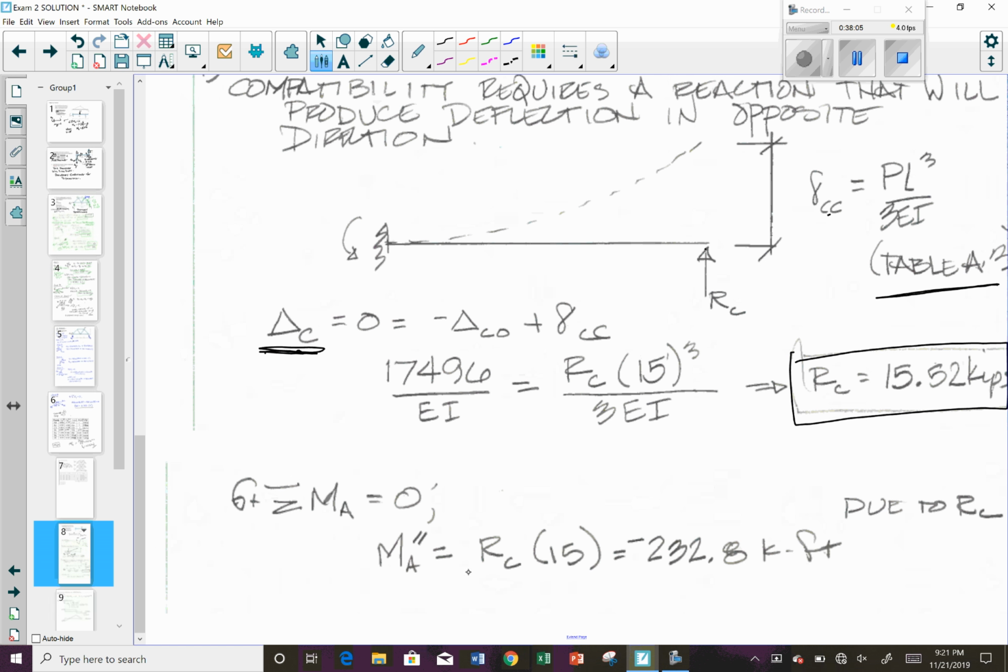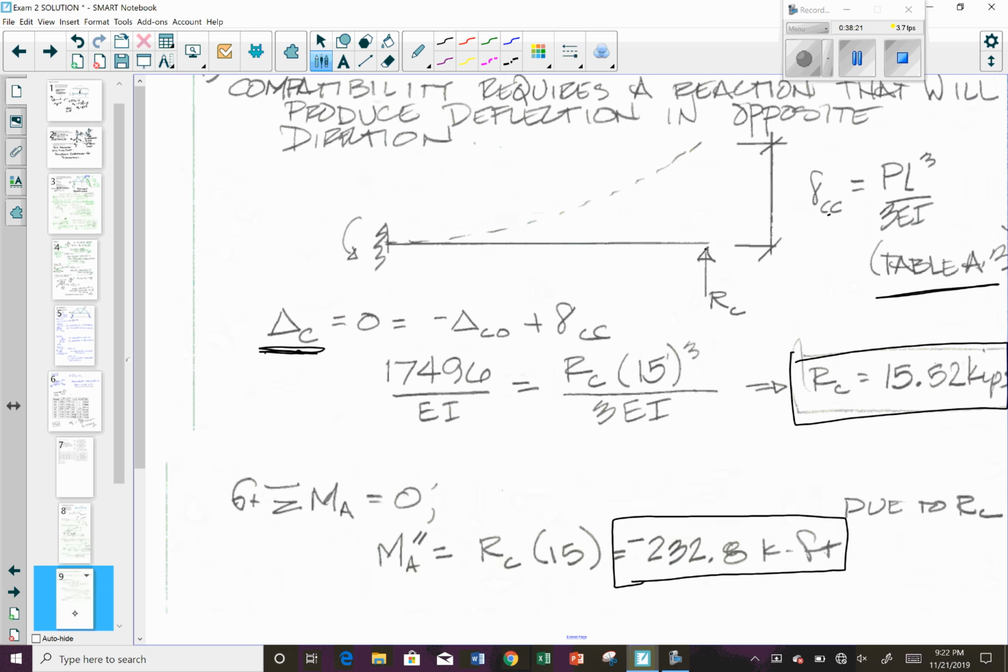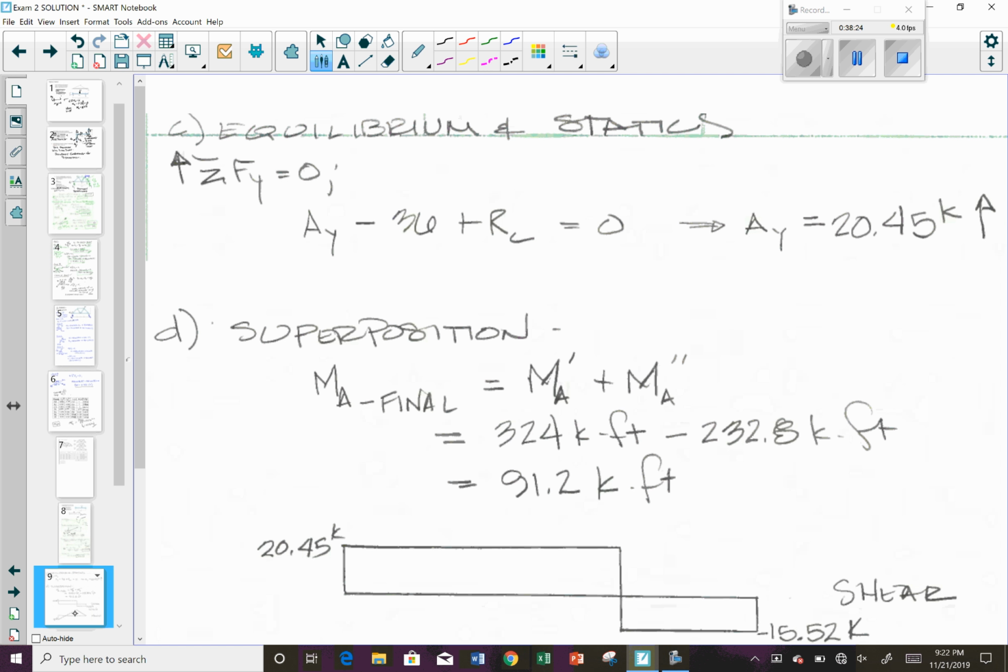Okay? And so now once you have that, you can solve for your MA. Your MA due to the reaction is equal to minus 232.8 kip feet. Once you have that, you can come back in and use equilibrium and statics. You solve for your vertical reactions. You've got 36 kips going down. You've got the reaction at C going up. And the reaction at A, this all needs to sum up to be equal to 0, so you can solve for the reaction at A.